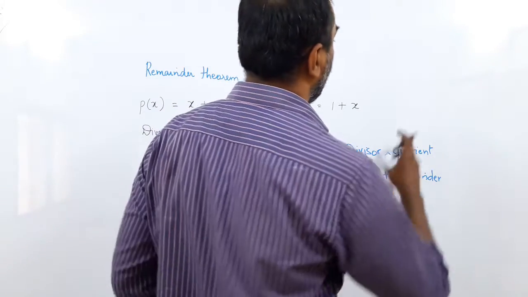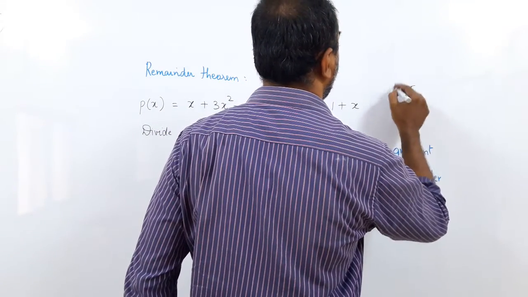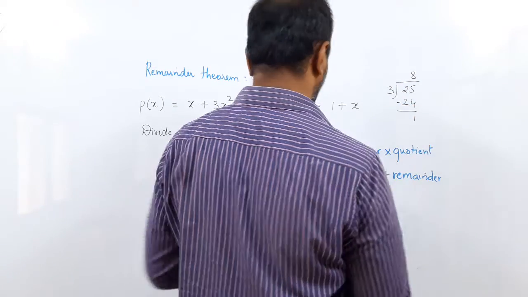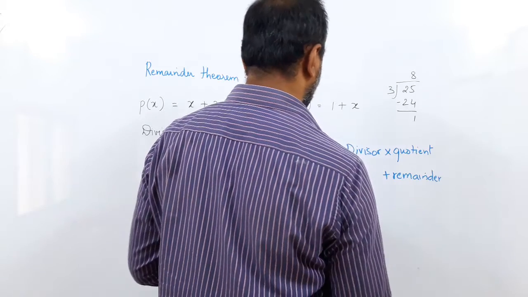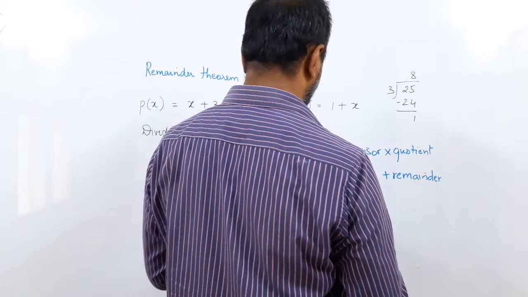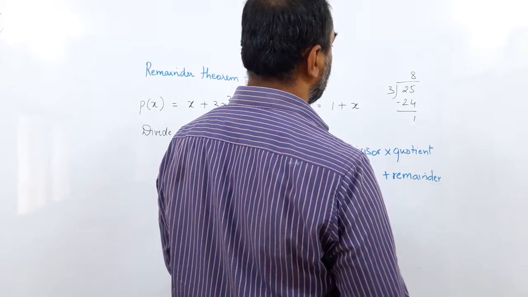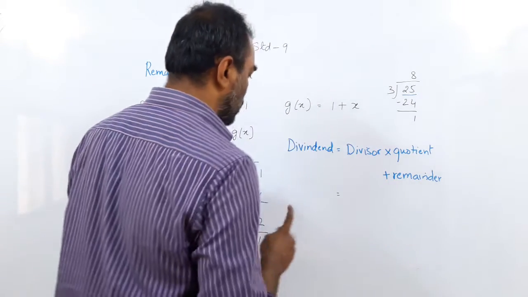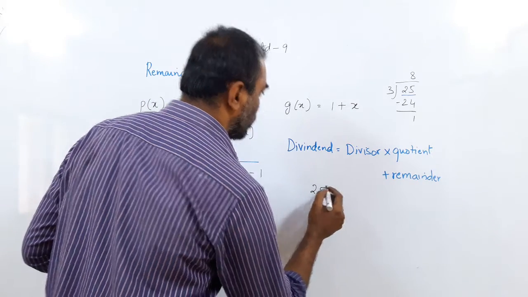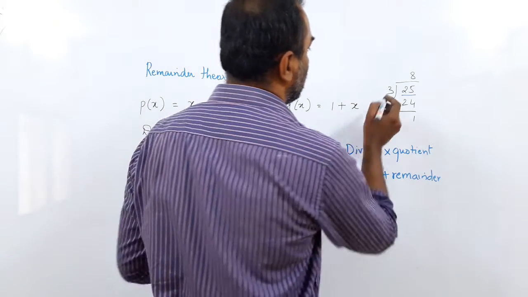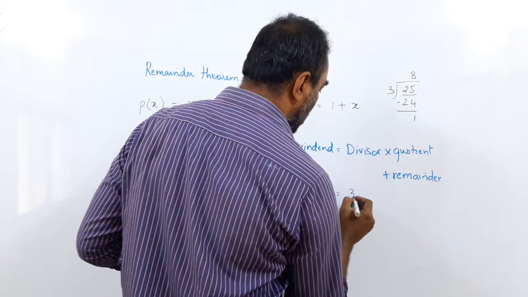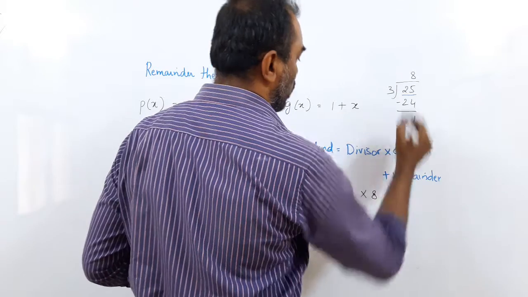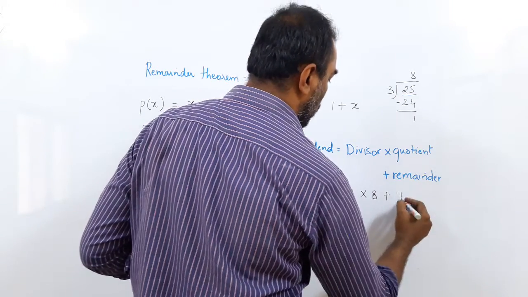So, suppose we divide 25 by 3. And 3 8s are 24. So, what you can see here? The dividend. What is the dividend? The dividend is 25. The number which you are dividing is the dividend, 25. So, we write here 25. Which is the divisor? The divisor is 3. So when you divide 25 by 3, what is the quotient you get? 8. And the remainder you are getting is 1.